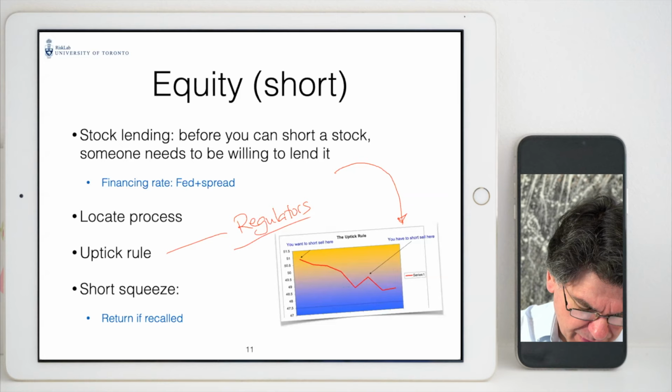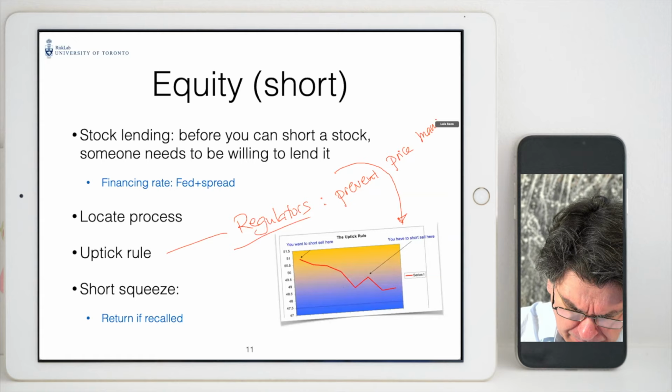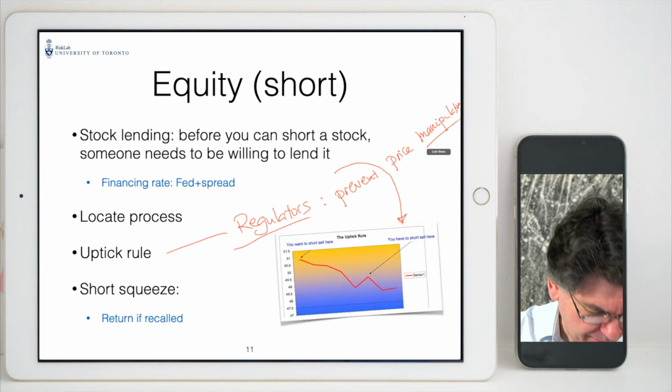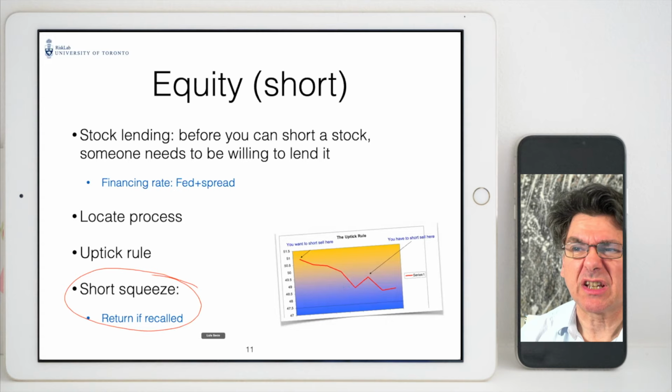But this was there to prevent price manipulations. Okay, the uptick rule. And another thing that comes with shorting stocks is what's called the short squeeze.